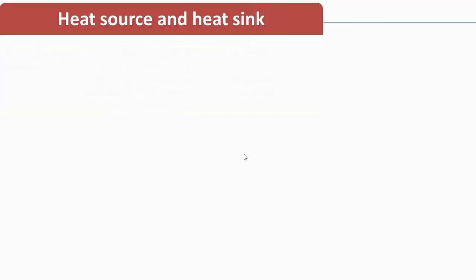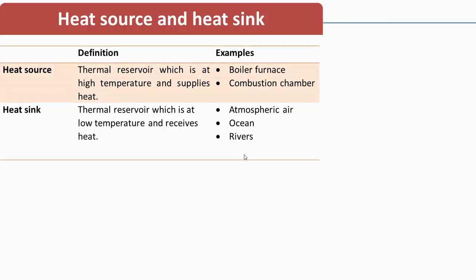So let us take into consideration the meaning of heat source and heat sink. Heat source means what? It is a thermal reservoir which is at a higher temperature and supplies the heat. For example, a boiler furnace or combustion chamber, from which the heat is supplied. On the grate of the combustion chamber, the fuel is placed, and when the fuel burns, that heat is supplied to the water present inside the boiler.